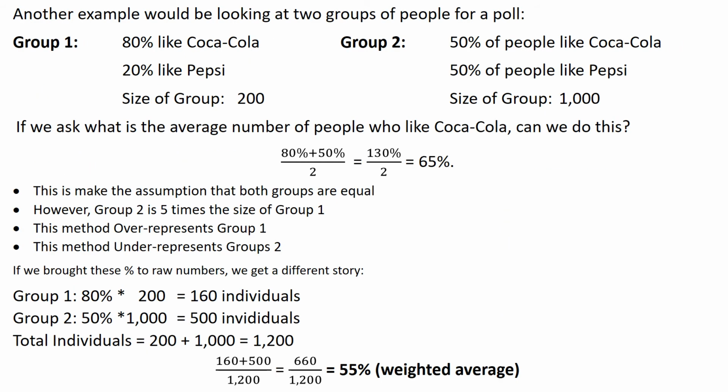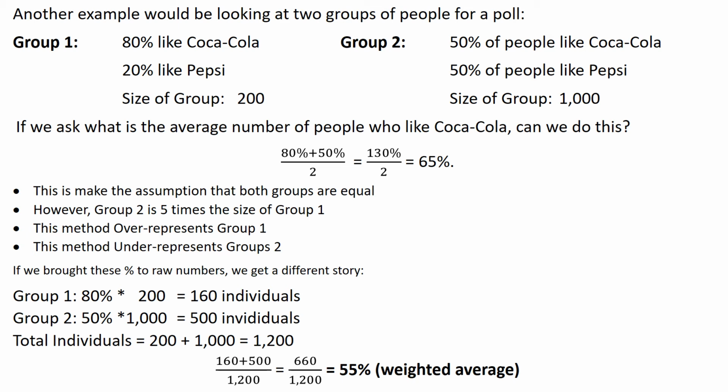Now, a real life example, I could look at some surveys I did. I talked to one group of 200 people, 80% like Coke, 20% like Pepsi. I talked to another group of people, this time 1,000, 50% like Coke, 50% like Pepsi. And what a lot of people do, and this is wrong, is they'll say, okay, I'll take 80% for the one that likes Coke, 50% of the other likes Coke, 80 plus 50 is 130% divided by 2. That's 65%. That's assuming the groups are equal.